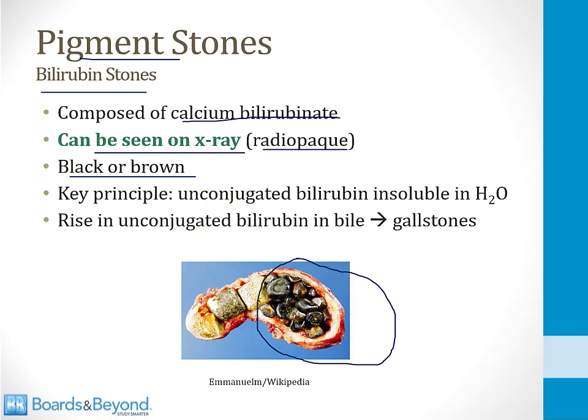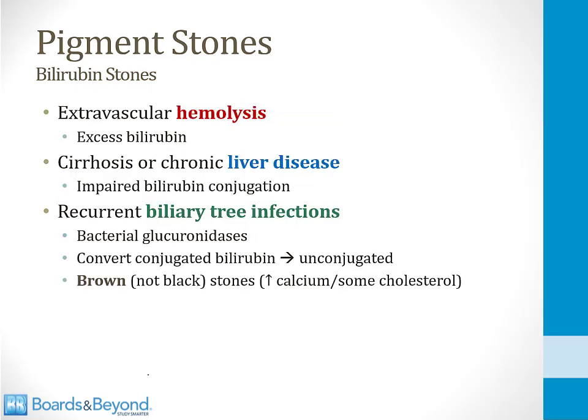The key principle to understanding the risk factors for pigment stones is to appreciate that unconjugated bilirubin is insoluble or less soluble in water than conjugated bilirubin. So any process that leads to a rise in unconjugated bilirubin level in the bile will lead to these types of gallstones. So patients who have extravascular hemolysis are at risk for these types of gallstones because they have excess bilirubin as the heme gets metabolized into bilirubin in the body.